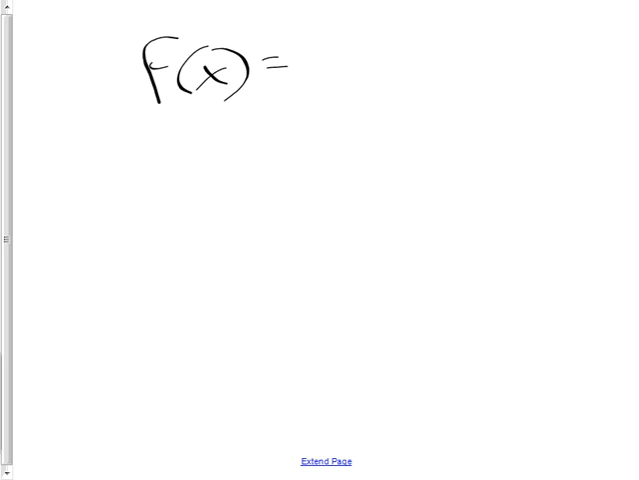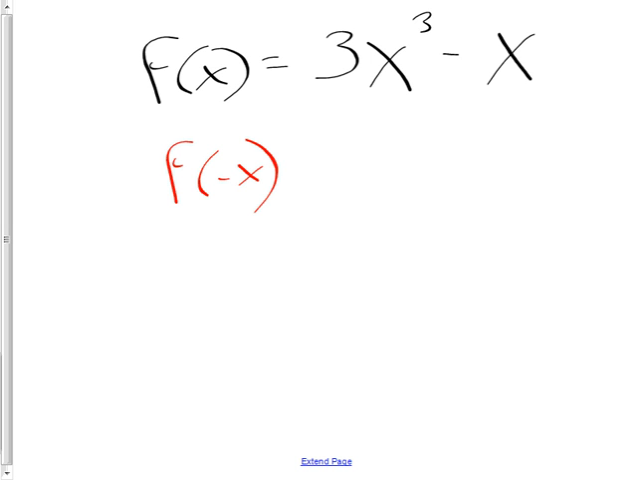All right, see if you understood me. F of x is going to be 3x cubed minus x. I want you to evaluate that and stick in f of negative x and tell me what you get. Three empty spot cubed minus empty spot.